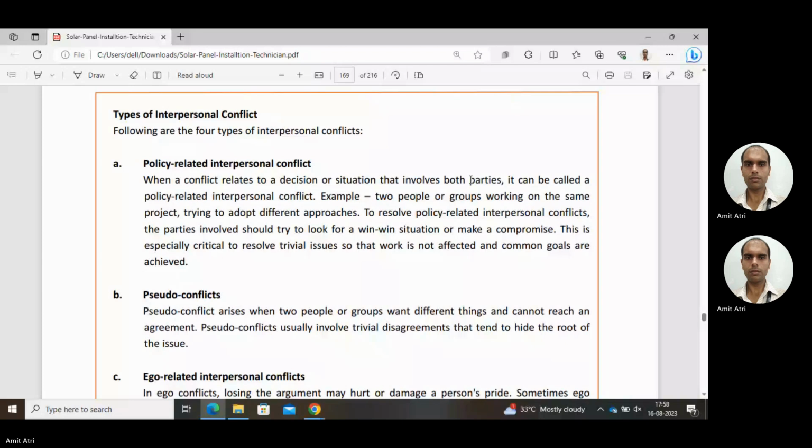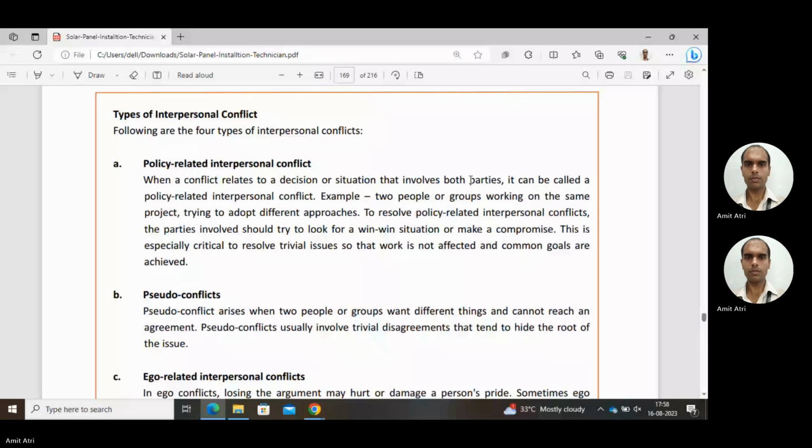Next is ego-related interpersonal conflicts. Very common with human nature, the ego. Losing an argument may hurt or damage a person's pride. The argument is going on and someone lost it. It may hurt him, the ego. Ego conflicts may also arise when a number of small conflicts pile up by being left unresolved. Small conflicts that are not resolved start accumulating one after another. This may also give rise to ego conflict.